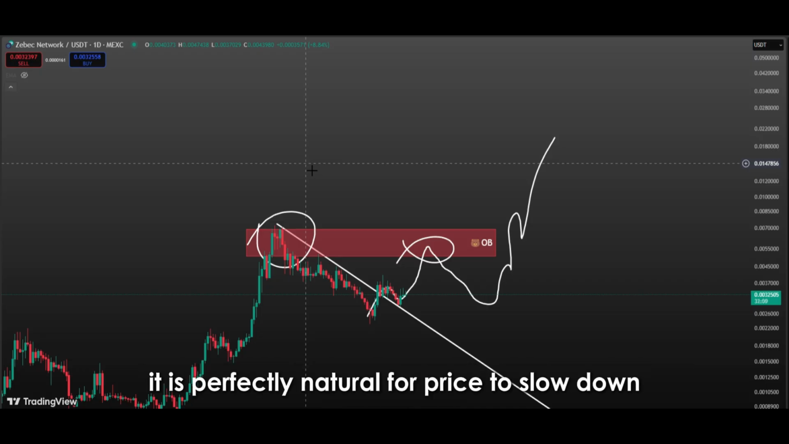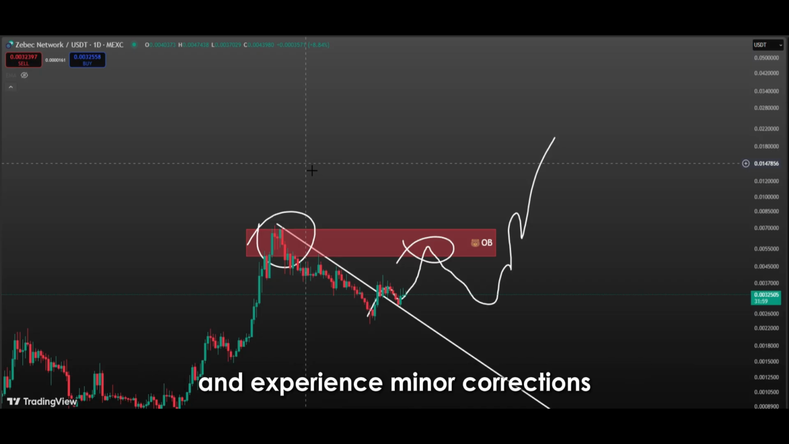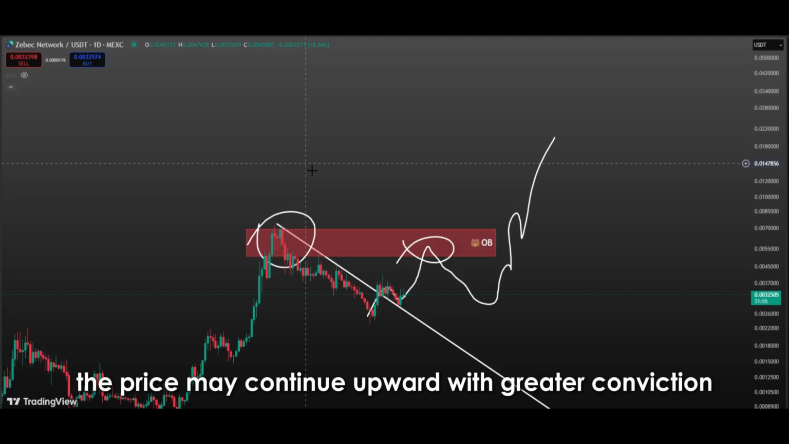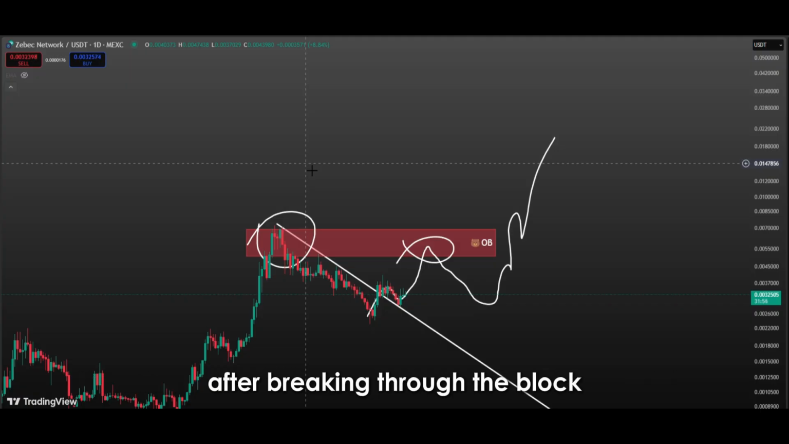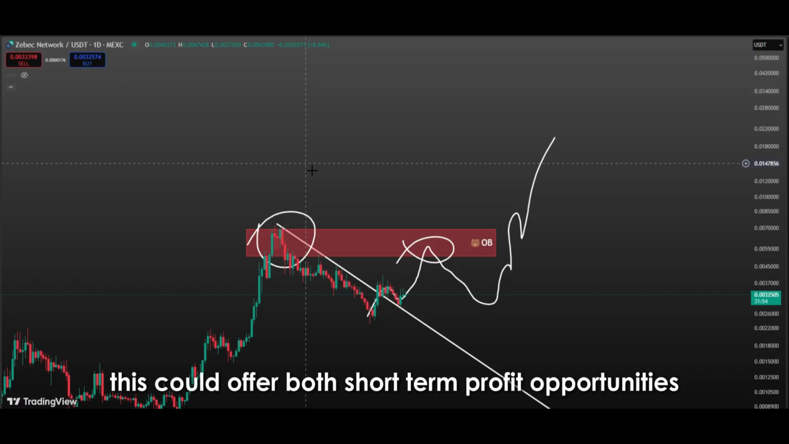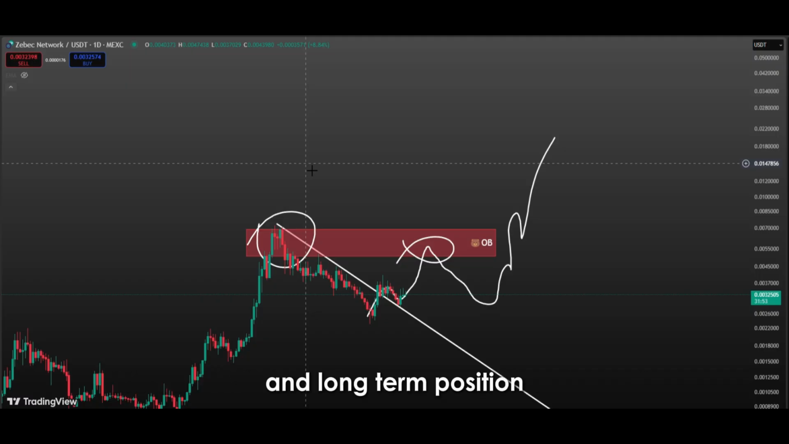It is perfectly natural for price to slow down and experience minor corrections as it approaches this zone. What truly matters is the strength of the price reaction within this area. If sharp selling pressure does not emerge and buying volume remains high, the price may continue upward with greater conviction after breaking through the block. This could offer both short-term profit opportunities and long-term position reassessments for investors.